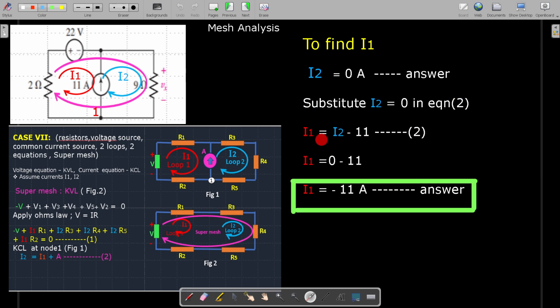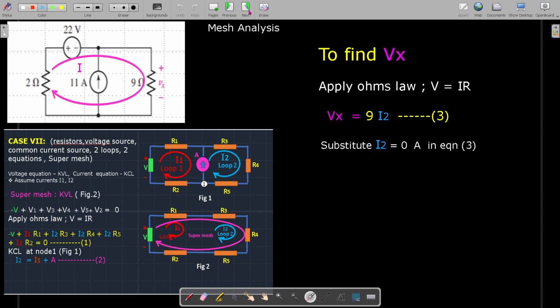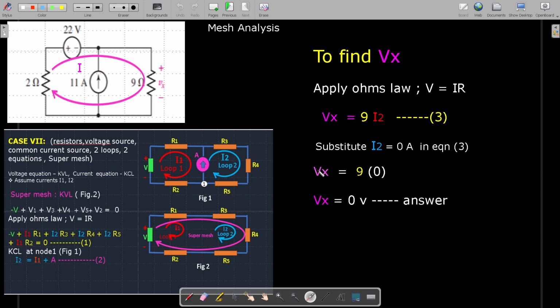We know the second equation, that is I1 is equal to I2 minus 11, in which we got the answer for I2. So it can be substituted as 0, so that you will get the value for I1. So I1 is equal to minus 11 amperes. Actually, this is not needed as per our problem. We only need to find this Vx. That means once you know this I2 current, you simply multiply these two values, that is 9 into the I2 value, to get this Vx. Okay, so I2 is 0. Already we got this. If you substitute that value of 0 here, then we'll get the Vx value as 0. So Vx is equal to 0 is the answer. So we got the answer. Okay, thank you. Hope you have understood.